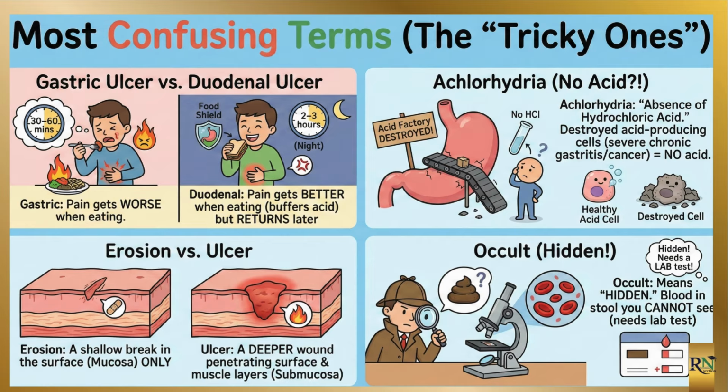differences. For example, gastric ulcer versus duodenal ulcer. The symptoms are opposite. Gastric pain gets worse when eating, 30 to 60 minutes after meals. Duodenal pain gets better when eating because food buffers the acid, but returns 2 to 3 hours later, often at night.